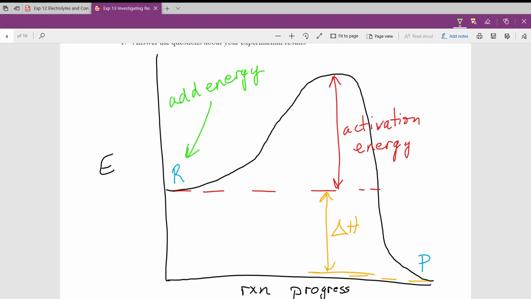I kind of like to think of this as your car is out of gas down here, and you need to get over this big old hill to get to the gas station way down here. So adding energy would be like making your friends get out and push, okay? If you have your friends get out and push, you're way more likely to get over that hump and get over the reaction or activation energy and get over towards products.